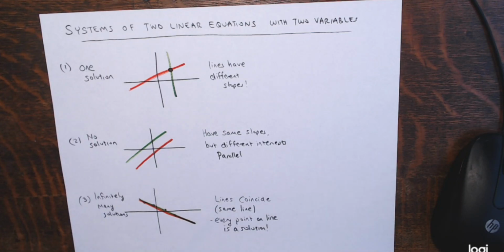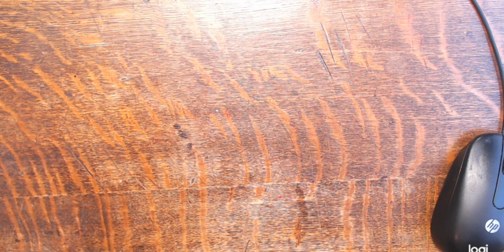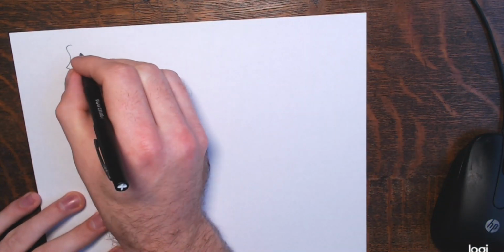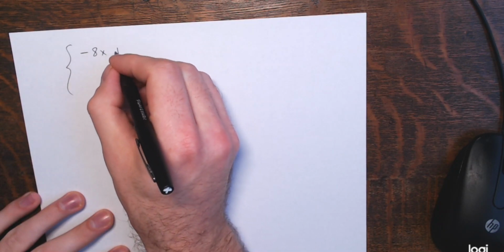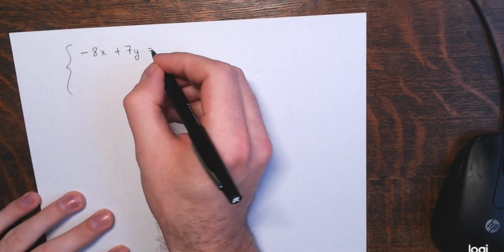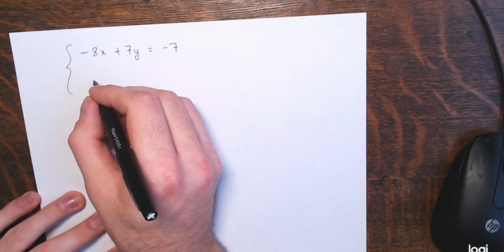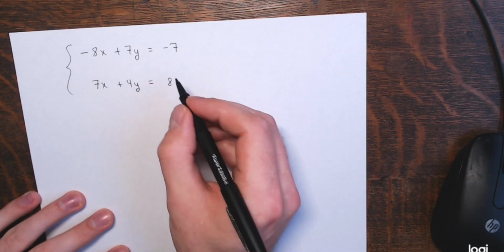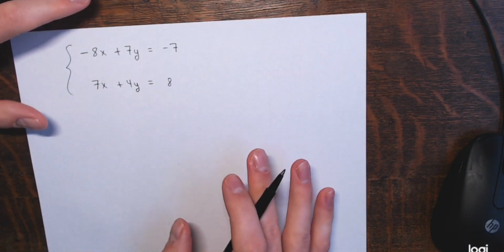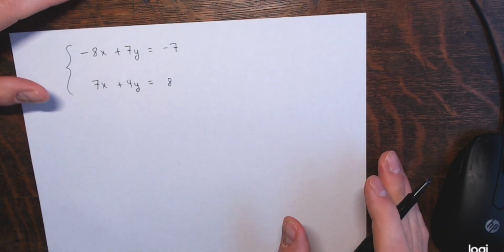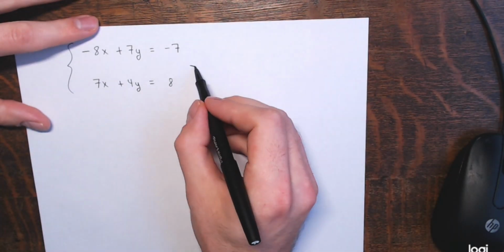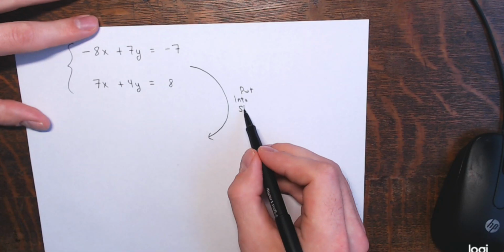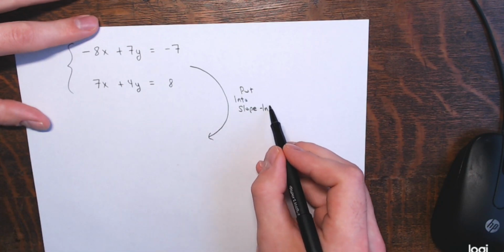So the example we're given first, this first question in this objective, is this system. The first equation, negative 8x plus 7y equals negative 7. Second equation, 7x plus 4y equals 8. And I think it's really easy to tell what scenario you're in. Will you have one solution, no solution, or infinitely many solutions? I think it's really easy to tell if you put things into slope-intercept form, y equals mx plus b.